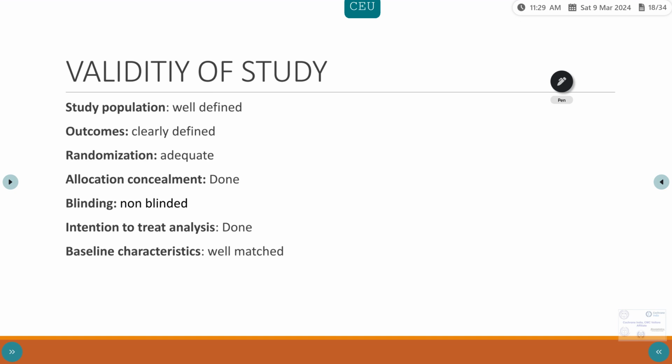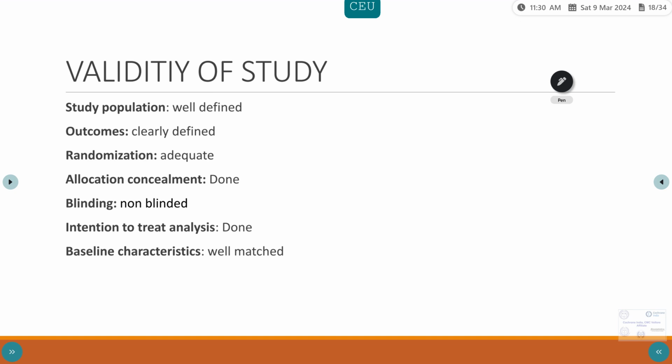So, before we go on to the results, we would like to see the validity of our study. The study population was well defined, the outcomes were clearly defined, randomization was done adequately, allocation concealment was also done. However, blinding could not be done in the study. They have done both an intention to treat and a per protocol analysis, and the baseline characteristics were predominantly well balanced.